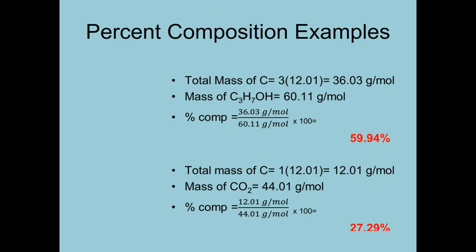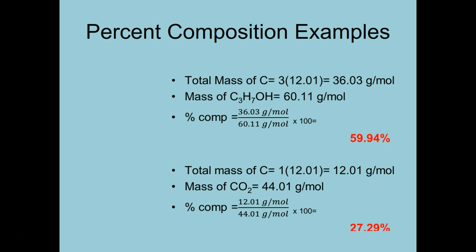Carbon dioxide is a little bit easier. The question only asks us about carbon. So in carbon dioxide, CO2, we only have one carbon. Mass of one carbon is 12.01 grams per mole. Total mass of CO2 is 44.01 grams per mole. So we're going to take 12.01 grams per mole, divide it by 44.01 grams per mole, multiply by 100 to get 27.29.